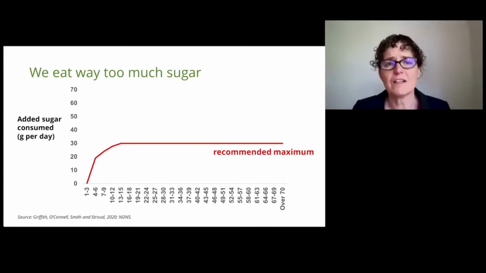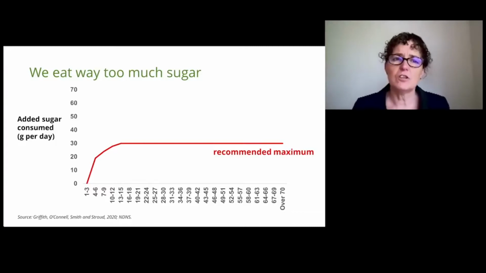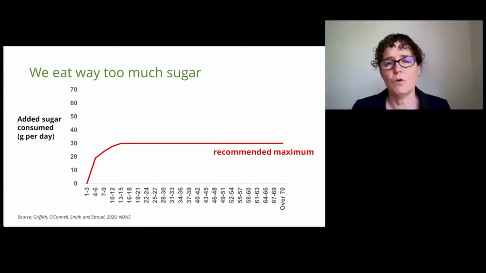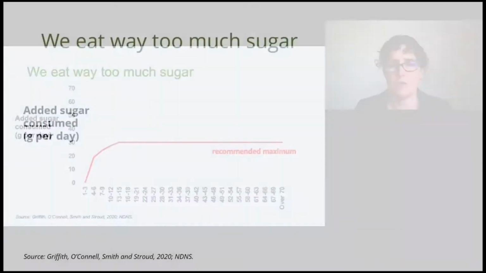Along the horizontal axis, we have age, going from 1 year old to 70 years old. Along the vertical axis, we have grams of added sugar per day. Added sugar does not include naturally occurring sugars. So for example, it doesn't include sugars that are in natural fruit or occur in milk. So the red line shows the UK government's recommended daily maximum consumption of sugar based on medical advice. That's expressed in grams. So for adults, the maximum recommended is 30 grams a day.